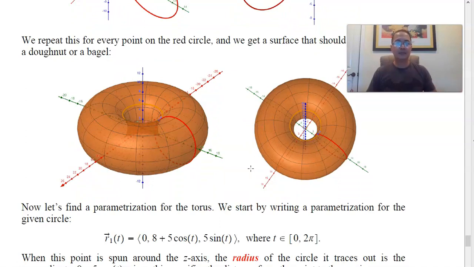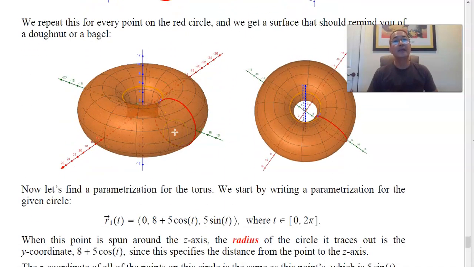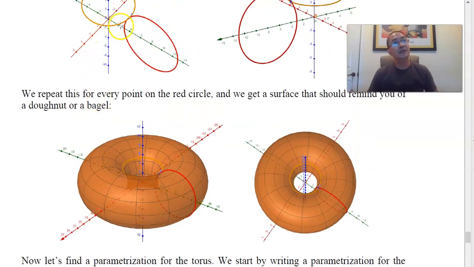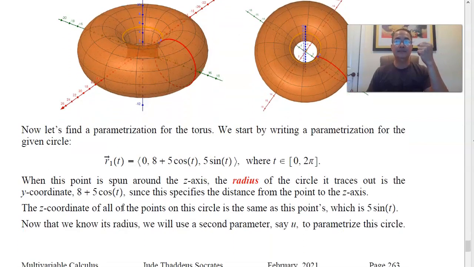I develop it in 2 steps. First of all, to make the circle of radius 5, centered at (0, 8, 0), you can use the curve command. We know how to make a circle even if it's not centered at the origin. We use cosine and sine. The center is at (0, 8, 0) and the radius is 5. I call that R1 of t.